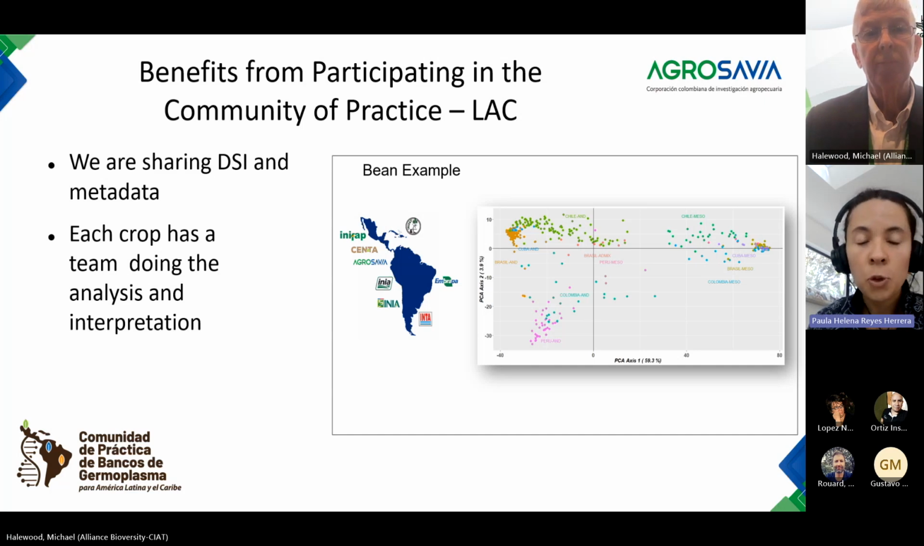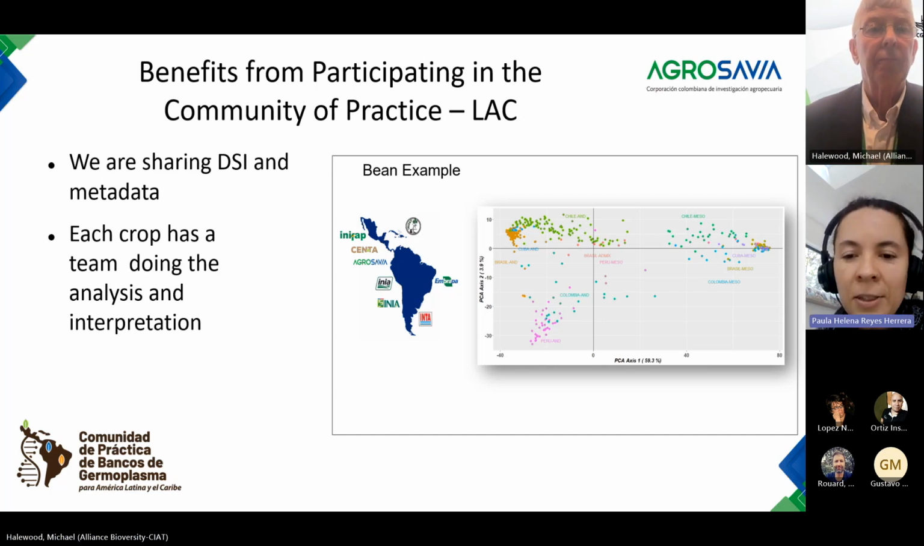Next. So the benefits: we are sharing DSI and metadata, and we are doing the analysis by crop and not by institution. Here I present the bean example. These are all the institutions that have been involved in the analysis of the bean. And in this PCA, we see data from multiple institutions. So by this, it is possible to compare the genetic diversity to other collections and understand the importance of each crop's genetic diversity, not only limited to the accessions conserved by one institution.